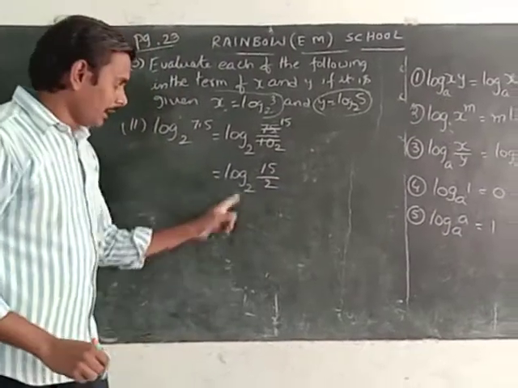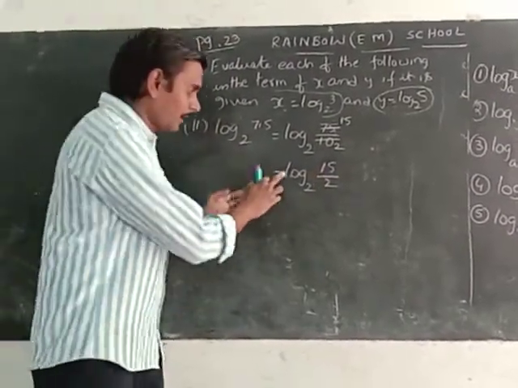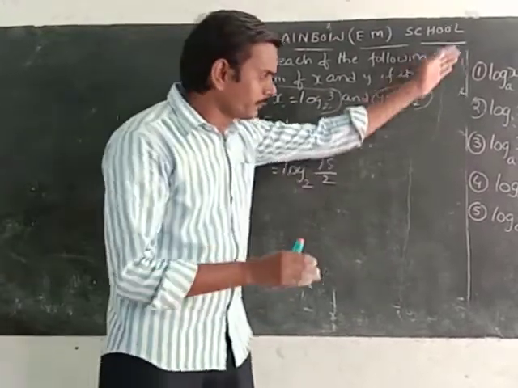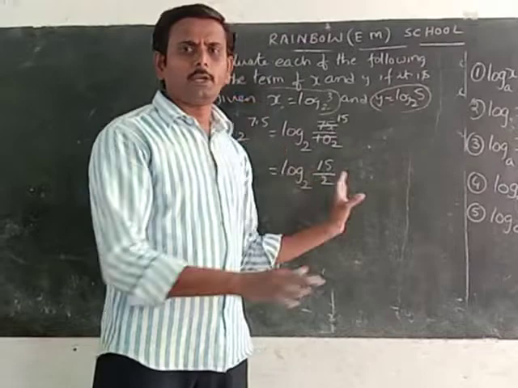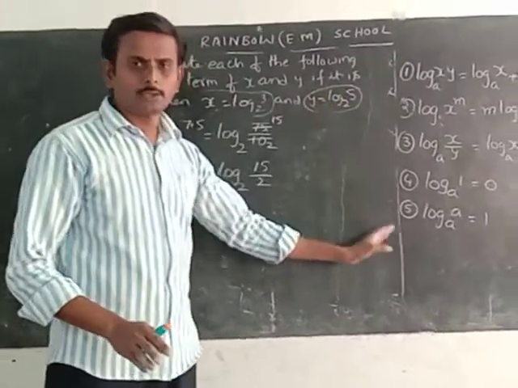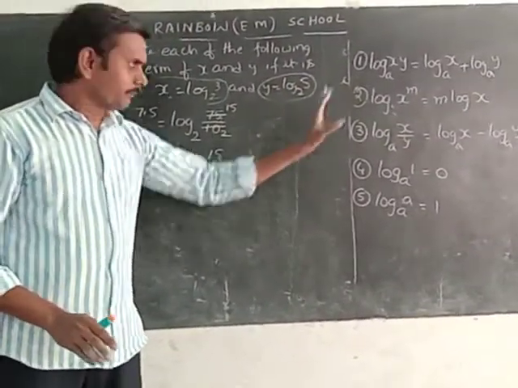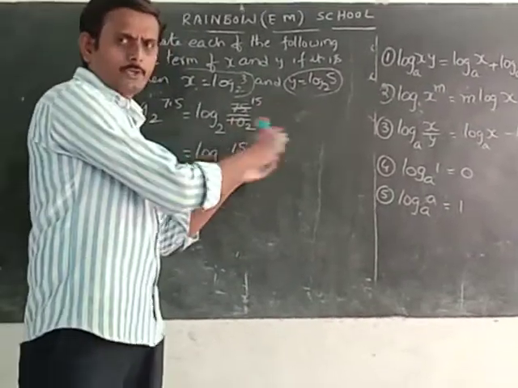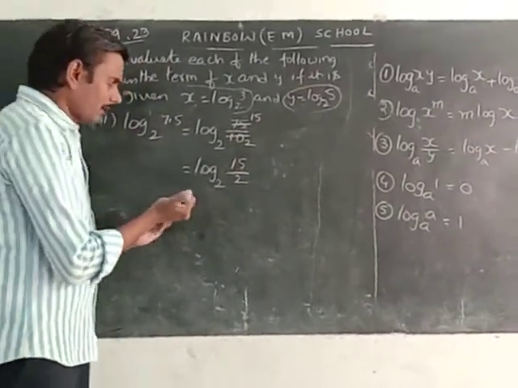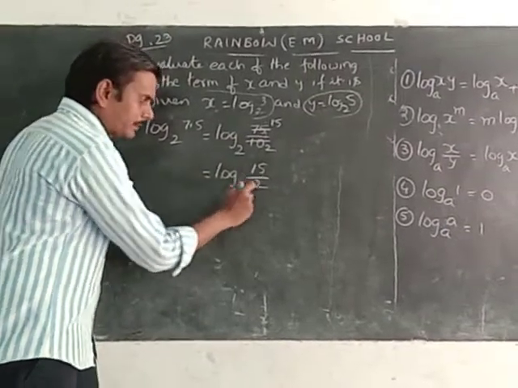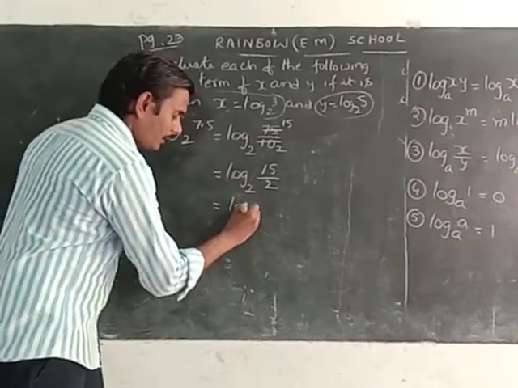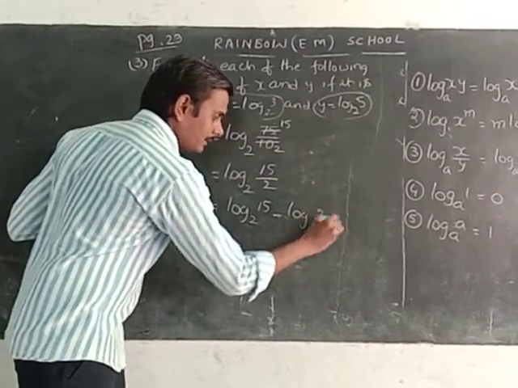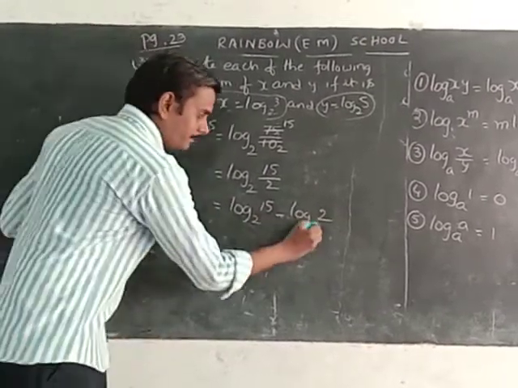15 by 2. It is in the form of which logarithm law? Log x by y. Okay, so one thing remember, if you get these 5 laws, we will do these sums very easily. Without getting these, we can't do anything. Okay, first we have to practice this more times. Then only you can apply. They are just applications of logarithms. Okay, log x by y equal to log x minus log y.